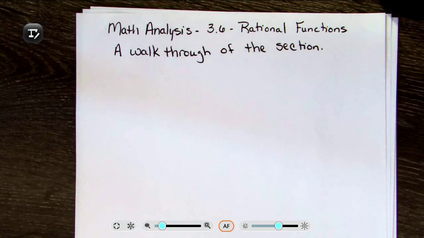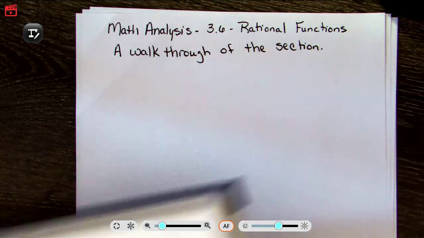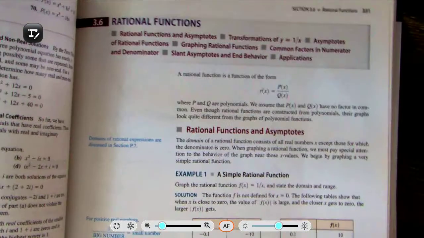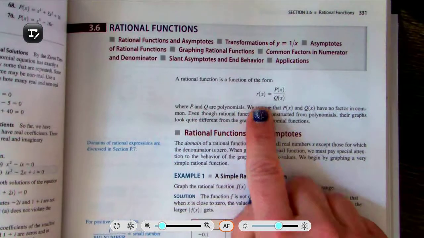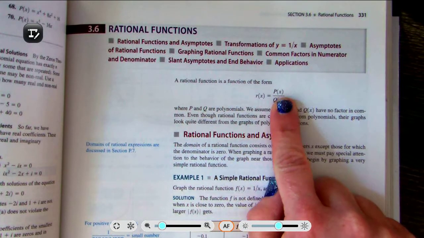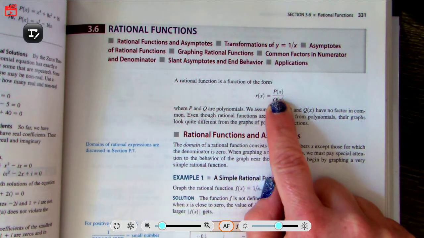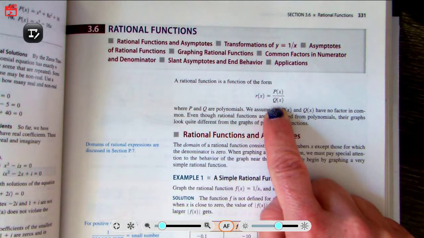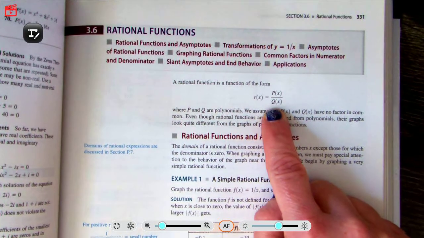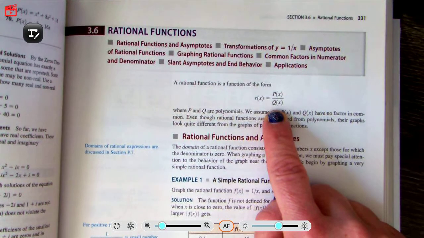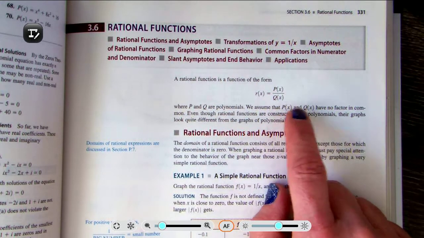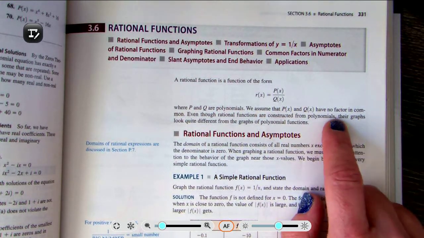First of all, we have to understand what in the world a rational function is. Think of a rational number: rational means fraction, or can be put into a fraction. So a rational function is a function that is a polynomial over a polynomial. P and Q are polynomials, and we've spent a lot of time in the previous sections talking about polynomials. We're also going to assume for now that they have no common factors.